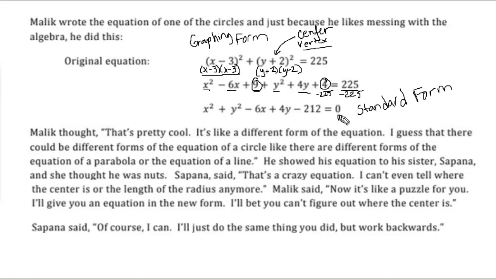He showed his equation to his sister, Sapana, and she thought it was nuts. Sapana said, that's a crazy equation. I can't even tell where the center is or the length of the radius anymore. Malik said, now it's like a puzzle for you. I'll give you an equation in the new form. I'll bet you can't figure out where the center is. Sapana said, of course I can. I'll just do the same thing you did, but I'll work backwards.